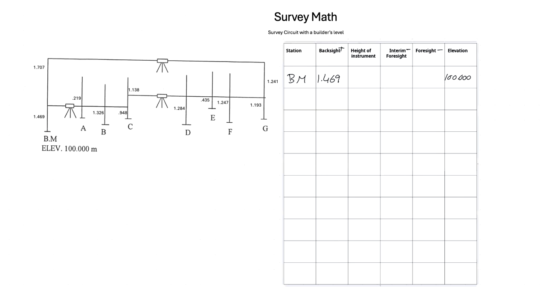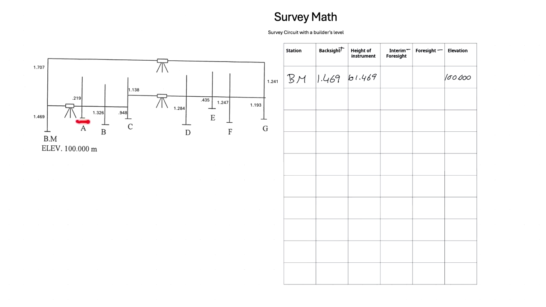So our height of instrument, benchmark elevation of 100 plus our reading. So let's pop that into the calculator. 100 plus 1.469. Important that you double check your numbers. It's really easy to accidentally put in the wrong number and then you're hooped. So height of instrument is 101.469. Wonderful. Now we can turn our instrument and we can look forward to point A.